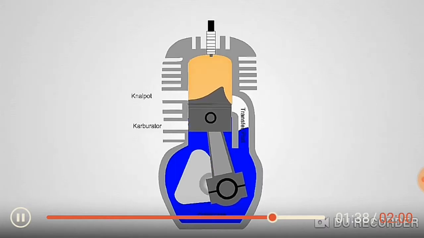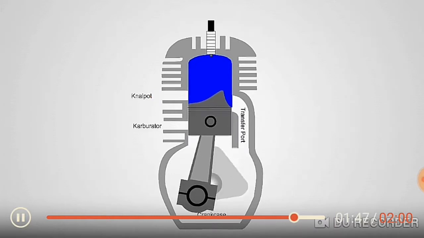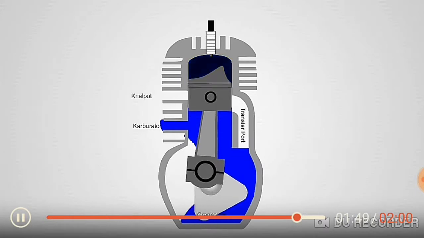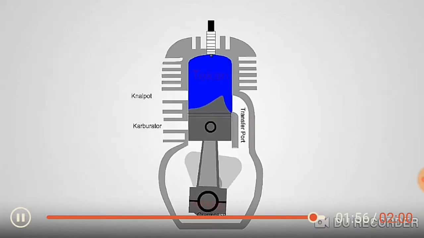In the second stroke, there is combustion or explosion in the combustion chamber, resulting in enormous pressure causing the piston to move from the top dead center to the bottom dead center. Piston movement causes increase in pressure on the crankcase, so the mixture is transferred.